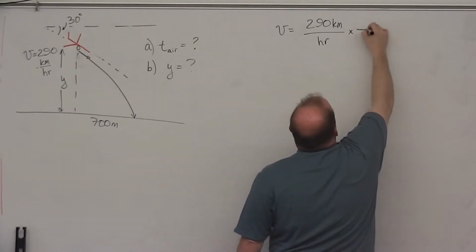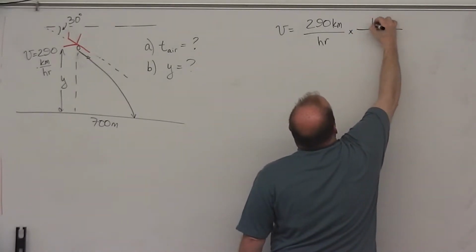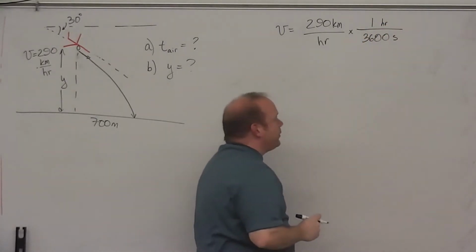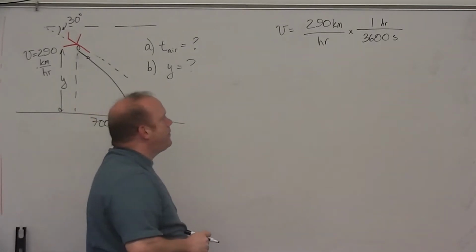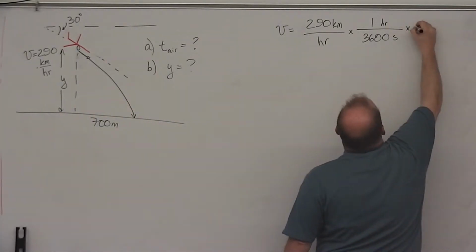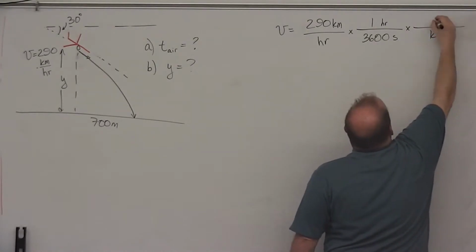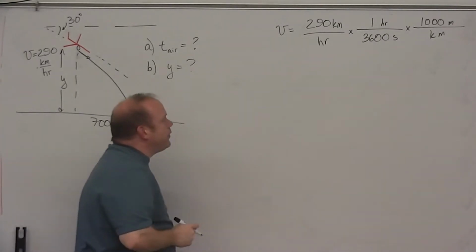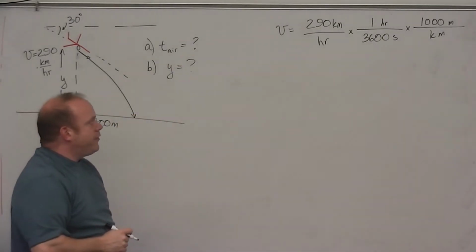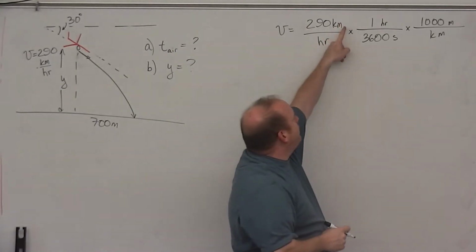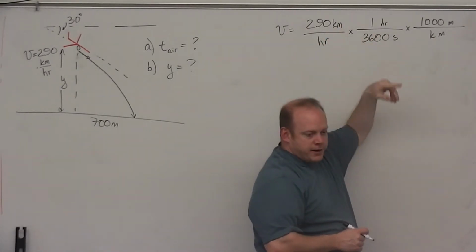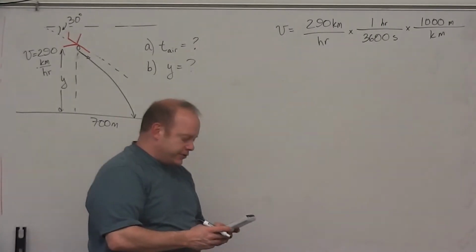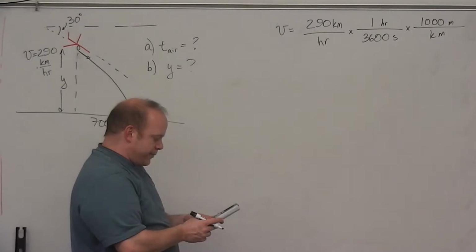Now, I know that in 1 hour there are 3,600 seconds. Okay, 60 seconds per minute, 60 minutes per hour. I know also that I want to get rid of kilometers, and that there are 1,000 meters per kilometer. Now, once you get familiar with this, whenever you have to convert from kilometers per hour to meters per second, you're just going to divide 1,000 by 3,600, and you're going to wind up dividing by 3.6.